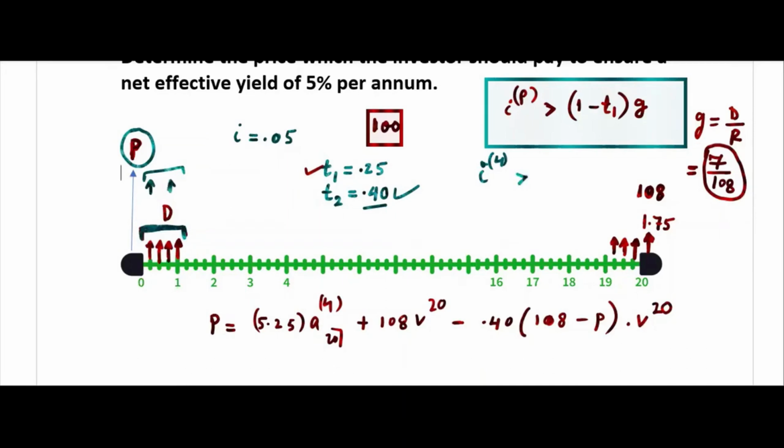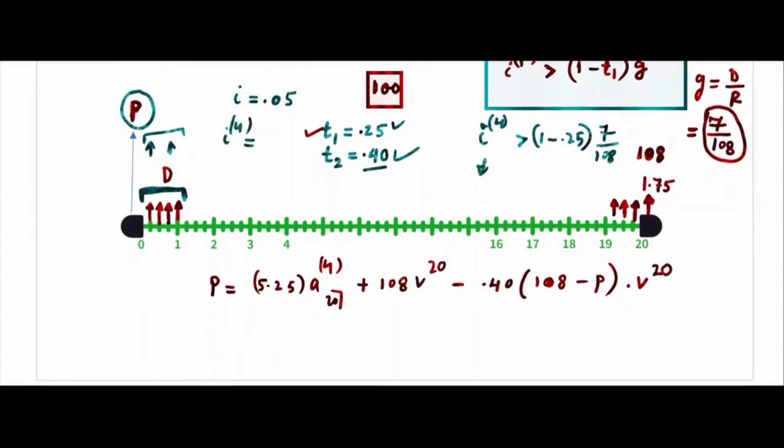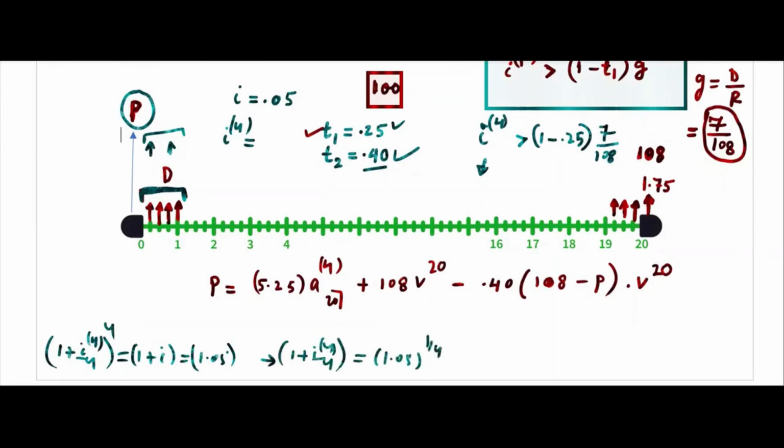I4 must be greater than, T1 is 0.25. So 1 minus 0.25 I need to write, and 7 divided by 108. You need to verify this one. So you have to find I4 first of all. I is given as 0.05. You have to find I4. Okay, for that we'll use this formula: (1 plus I4 divided by 4) power 4 is equal to 1 plus I, and that is given as 1.05. From that you can find 1 plus I4 by 4, and this 4 will come to this side. This will be 1.05 power 1 by 4. You subtract 1 and then multiply, you will get I4.